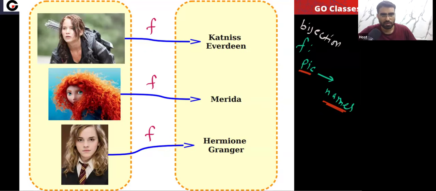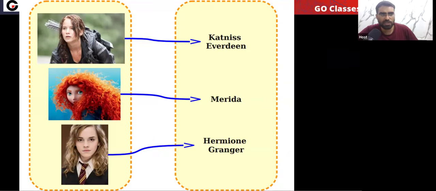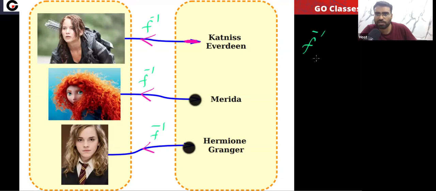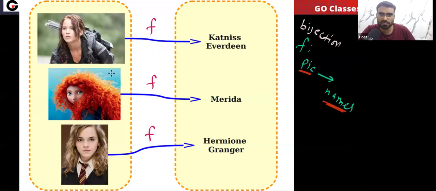Now you tell me, if I do the reverse mapping, that's it, this will be called the inverse. We will call it f inverse. So remember, f inverse is from names to pictures. Is this clear? Very simple. Whenever you have a bijection, because this is an injection and surjection, it is a one-to-one correspondence.